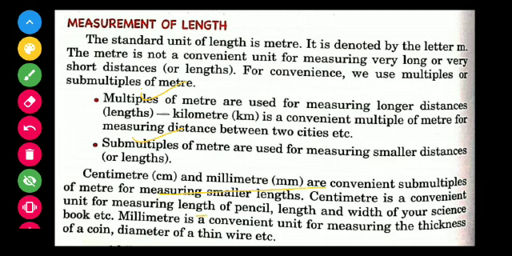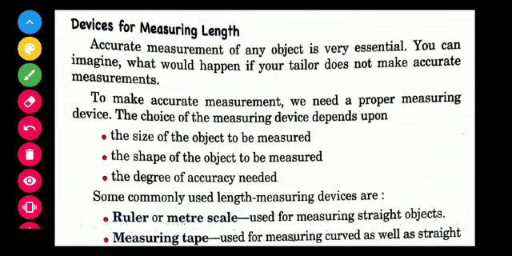We use multiples to measure large distances and submultiples to measure small distances. For example, for a large distance between two cities, we use the multiple kilo, and the unit of distance is kilometer. For small measurements, we use centimeter and millimeter. Next, devices for measuring length. For accuracy, the choice of measuring device depends upon, number one, the size of the object to be measured, number two, the shape of the object, then the degree of accuracy needed.